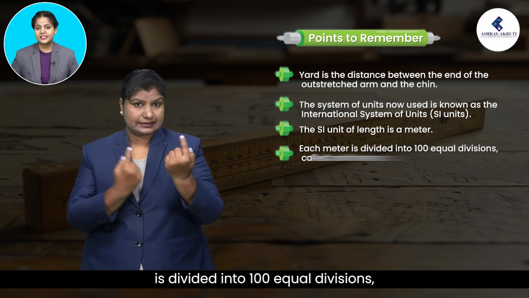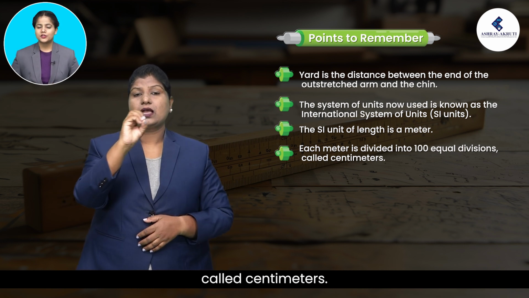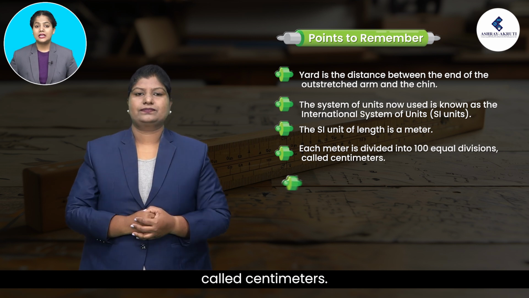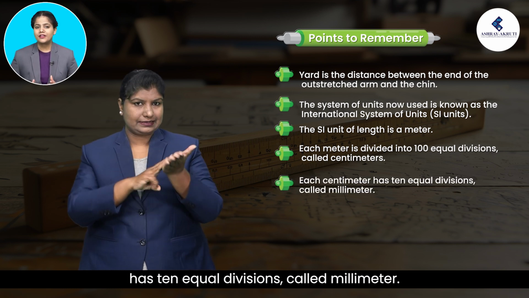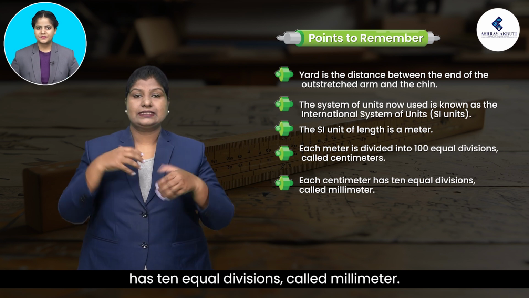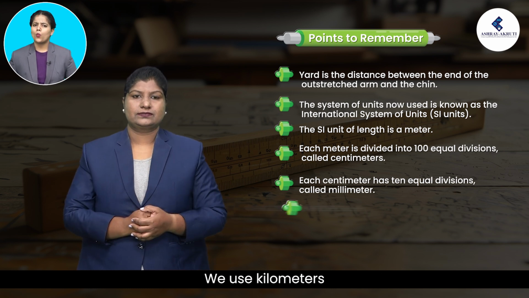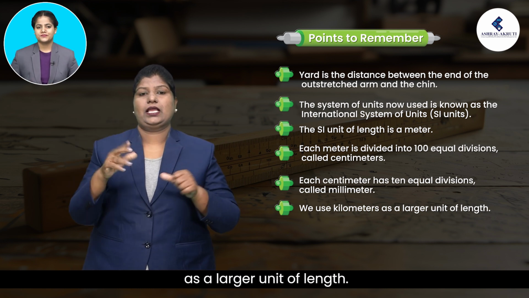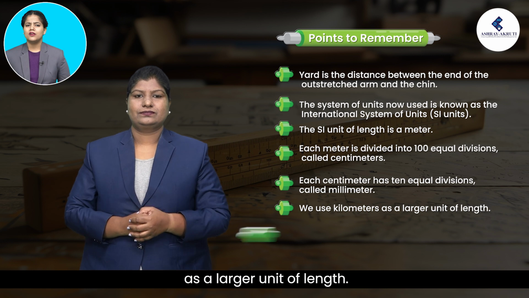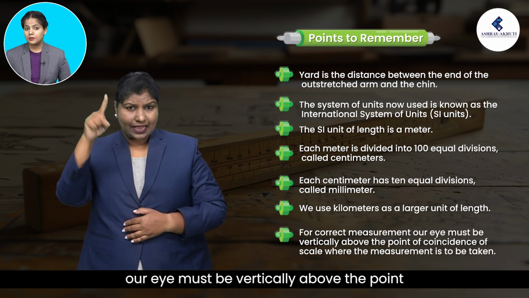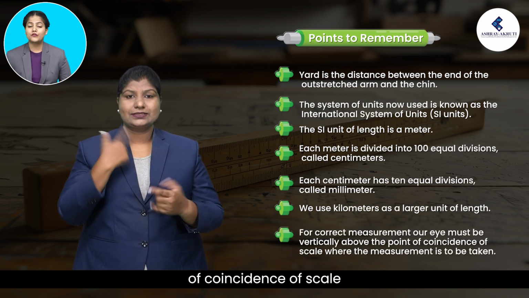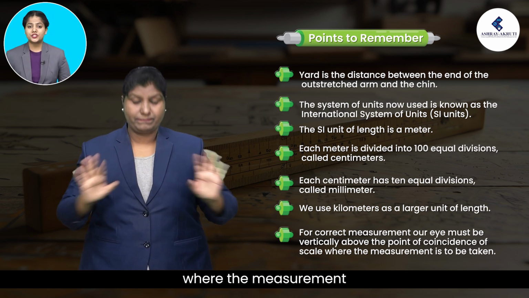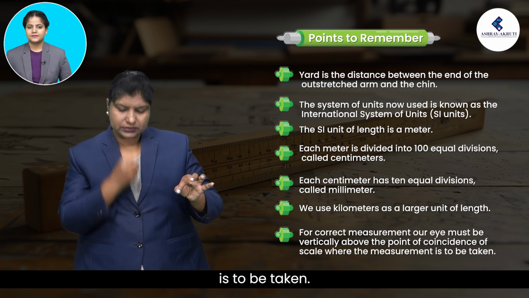Each meter is divided into 100 equal divisions called centimeters. Each centimeter has 10 equal divisions called millimeter. We use kilometers as a larger unit of length. For correct measurement, our eye must be vertically above the point of coincidence of scale, where the measurement is to be taken.